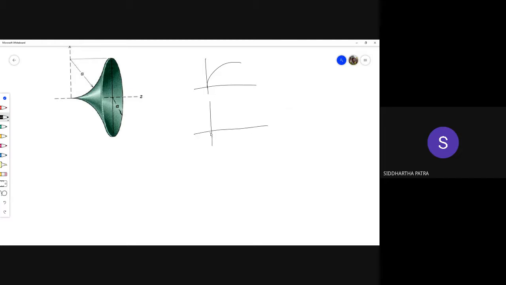Sir, sorry to interrupt. The answer to the last question is coming 2.42 into 10 to the power 5 millimeter square. The total area. Yes, sir. Not total, sir, not revolution area. Acha, area of revolution. Okay. Yes, sir.